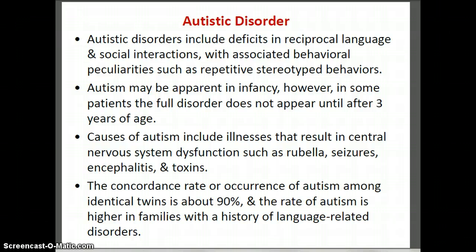These disorders include defects of language, social interactions, and sometimes repetitive stereotyped behavior. It may be apparent in infancy, although sometimes it doesn't appear until after the age of 3. The causes include illnesses that result in central nervous system dysfunction, rubella, seizures, encephalitis, and, as I mentioned, perhaps toxins in our environment. Because it occurs concordantly in about 90% of identical twins, it is known to be higher in families with a history of language-related disorders.